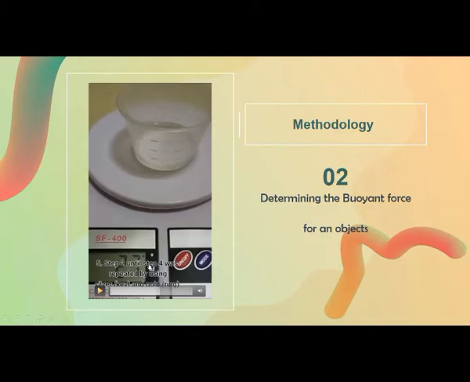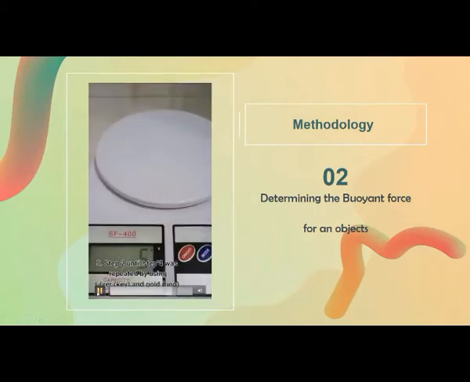Next, step 2 until step 4 was repeated by using silver, which is the key, and gold for the ring.